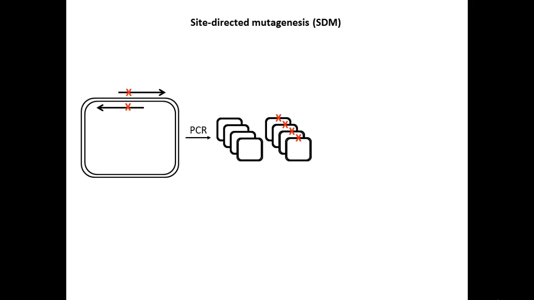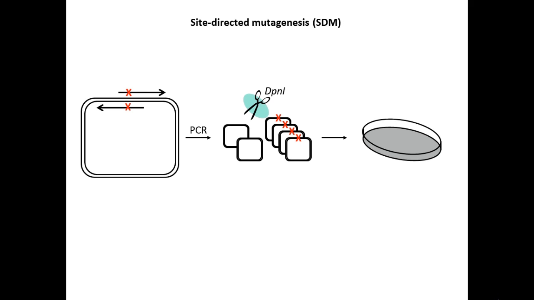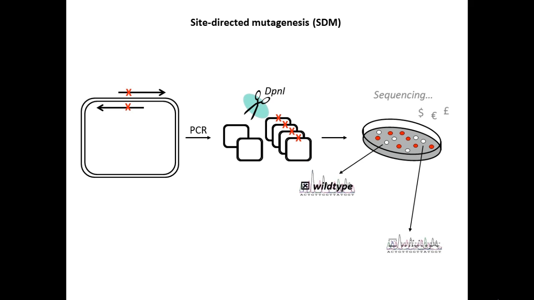Following amplification, template DNA can be selectively digested using the restriction enzyme DPN1. This process, however, is often inefficient, resulting in the recovery of both mutated and unmutated clones when the DPN1 digested PCR is transformed into E. coli to isolate individual constructs. Screening these constructs using sequencing requires money and time.